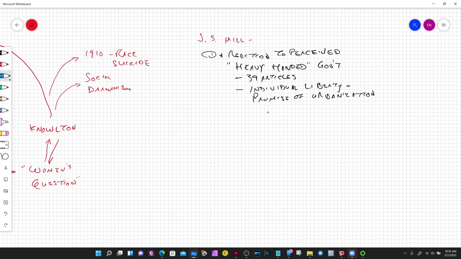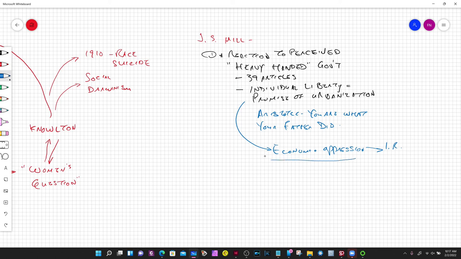Remembering what we said about Aristotle in the world of ancient Greece, you are what your father did. That's no longer true. And in fact, if you think about the radical economic oppression of the Industrial Revolution, then there is a kind of deep and desperate hope for a better life. What we will come to call upward mobility.